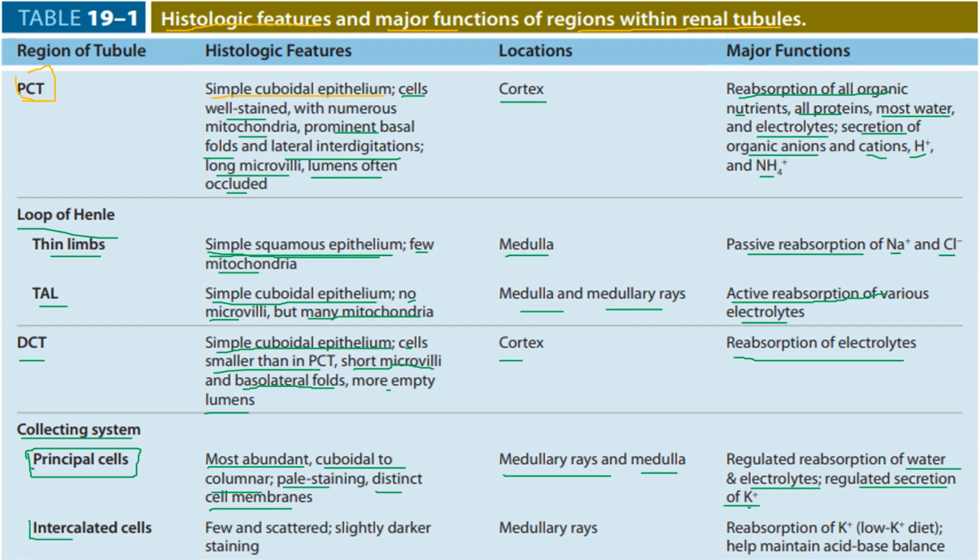Now intercalated cells: few and scattered, slightly darker staining, present in the medulla. They work by reabsorption of potassium in those who are taking a potassium diet, and help maintain acid-base balance. So that's it for this.